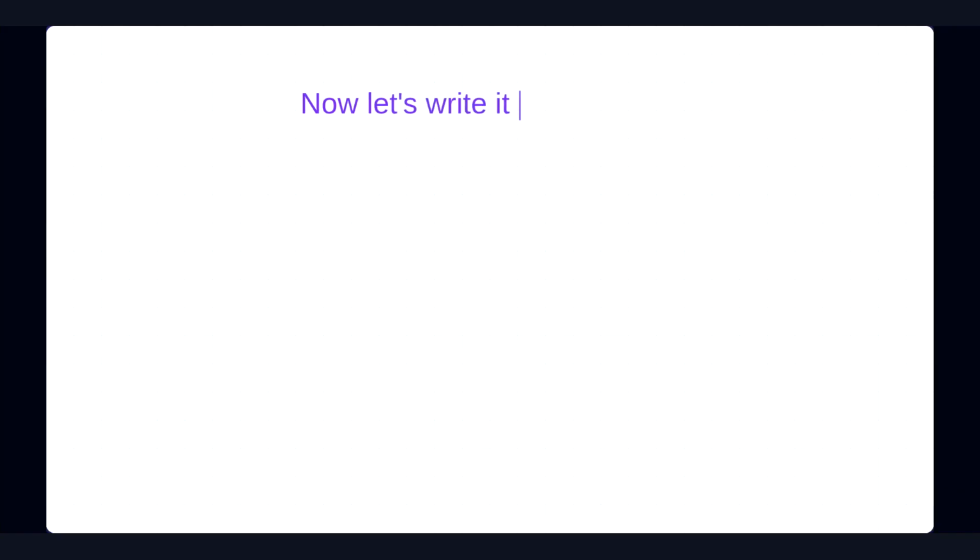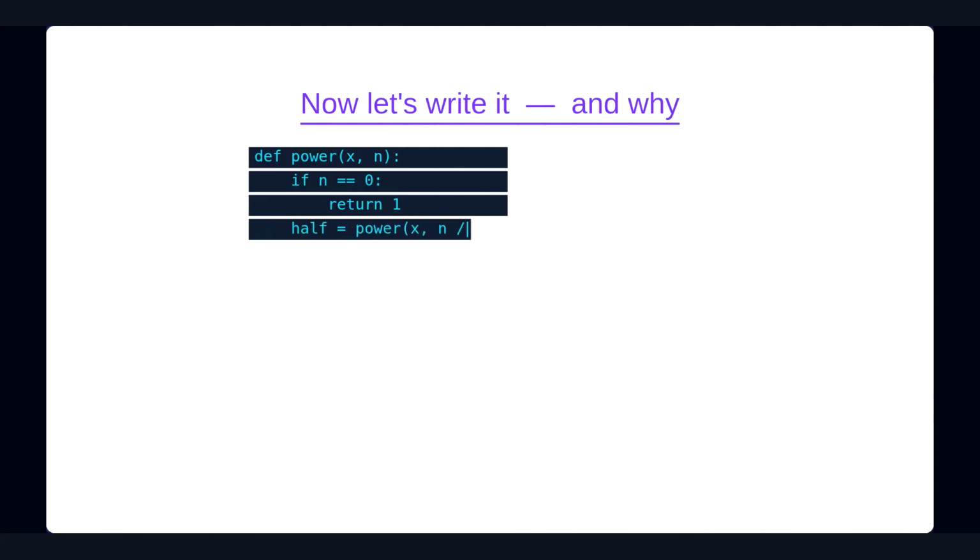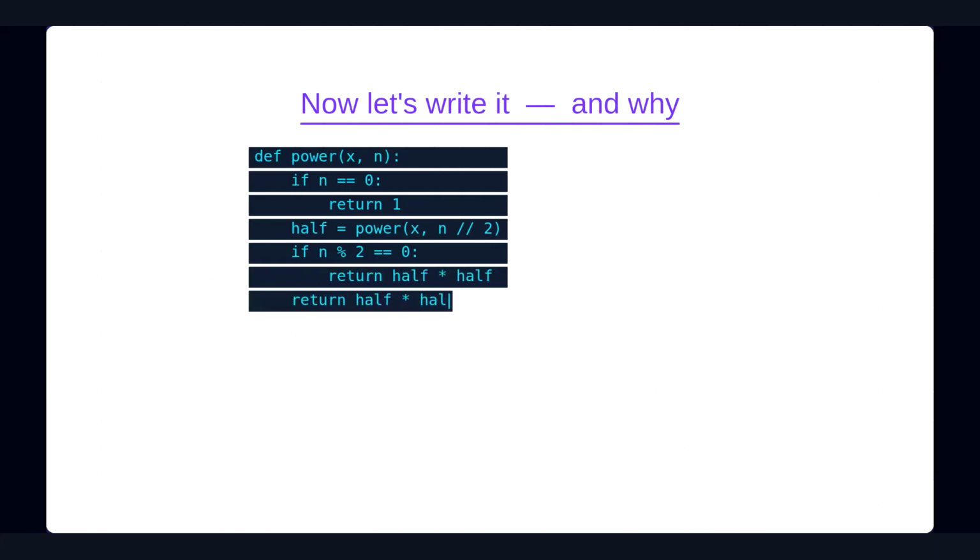If n is 0, any number to the 0 is 1, so we return 1. That is the base case. Otherwise, we compute the power for n divided by 2 once and store it in half. If n is even, the answer is half times half. If n is odd, we multiply in 1 extra x, giving half times x.